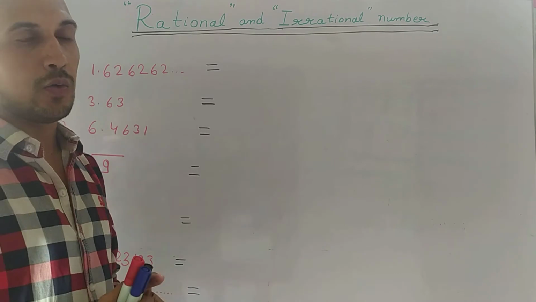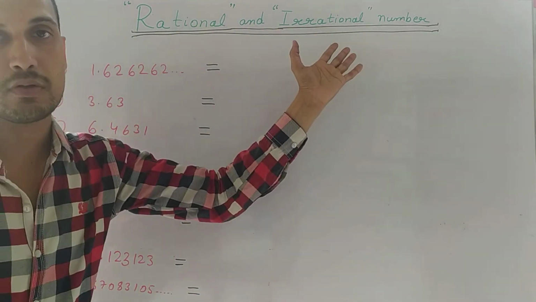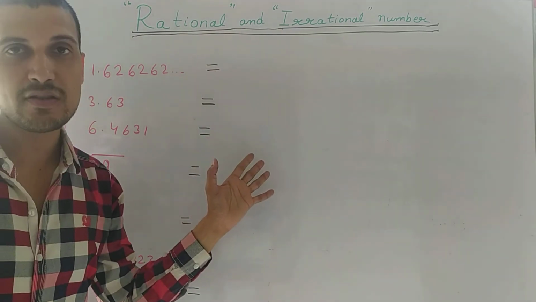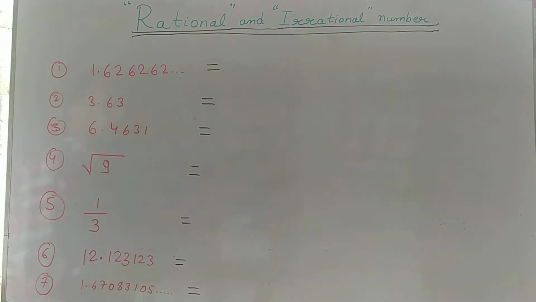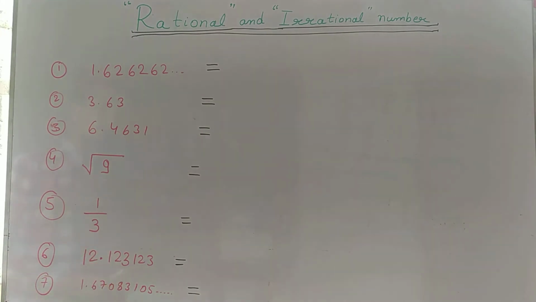Hi. Right now I have given some questions based on rational and irrational numbers. I have already explained how to recognize and how to differentiate between rational and irrational. So let us try to make your knowledge perfect. Let us take the first question. Try to think about it.